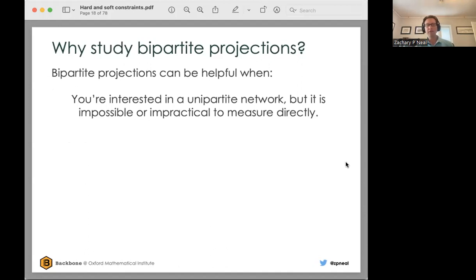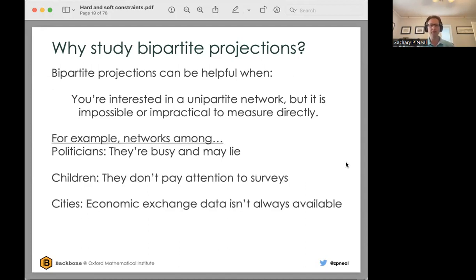And there are a number of different reasons that we might want to study bipartite projections. In my case, I find bipartite projections particularly helpful when we're interested in some unipartite network, but it would be impossible or impractical to actually measure that unipartite network directly. We need an indirect method of measurement.